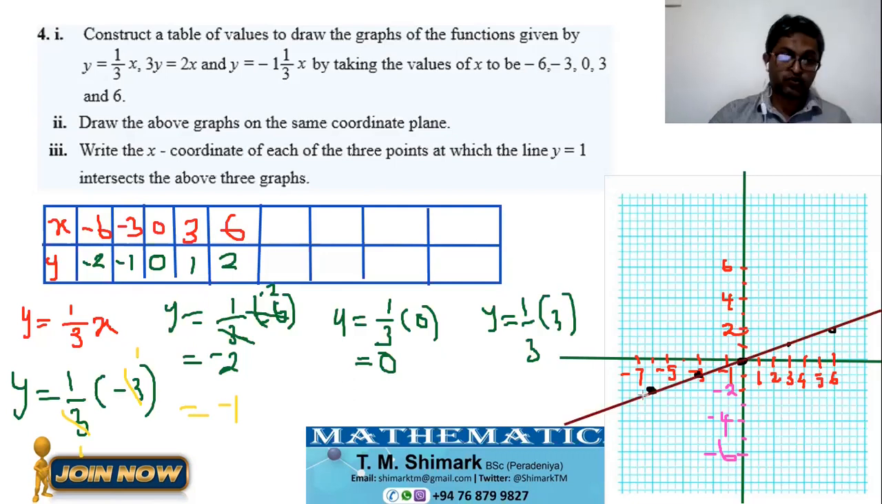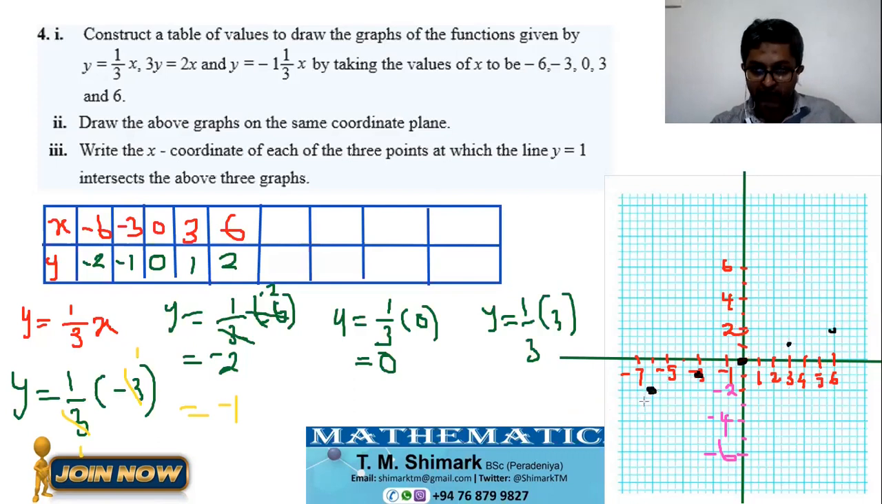Draw properly, because we have to answer the question, so it's very important to draw the graphs properly, otherwise you cannot answer a few questions. But you have the ruler and the pencil, so draw that using that. Y equals 1 by 3x.